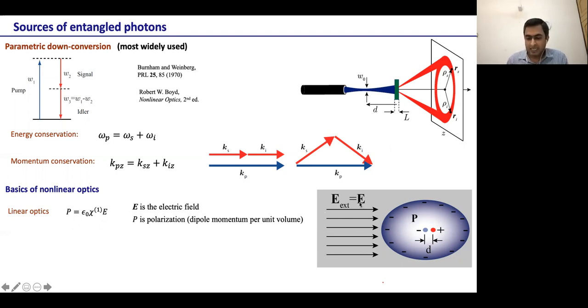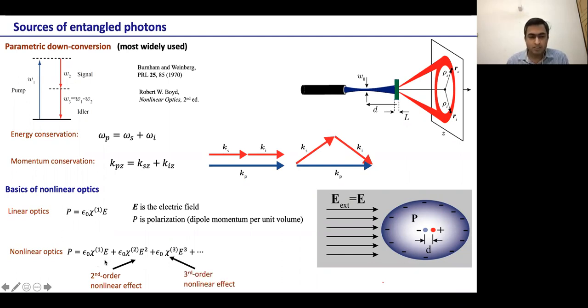But if this electric field is strong enough, depending on which material we have, then we find that the polarization not only has this term which is proportional to E, but it also gets terms proportional to E squared, E cubed, and so on. That's called the second order nonlinear effect. This is called the third order nonlinear effect, and so on. So the second order nonlinear effect is given by polarization being dependent on E squared of the field.